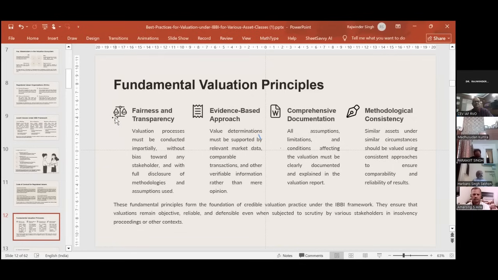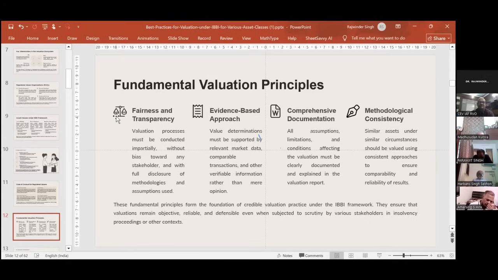So now first we will discuss fairness and transparency. The valuation process conducted by you must be conducted impartially, without any bias towards any stakeholder, and with full disclosure of the methodologies and assumptions you have used during your valuation process. And all the value determinations you have mentioned in your valuation report must be supported by relevant market data, comparable transactions, and other verifiable information rather than mere opinion.